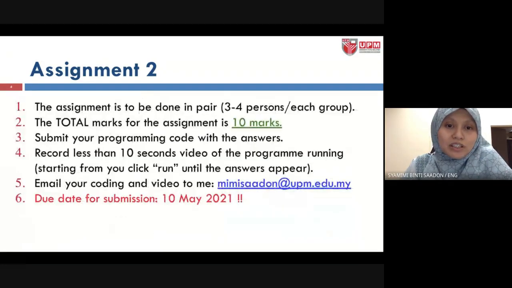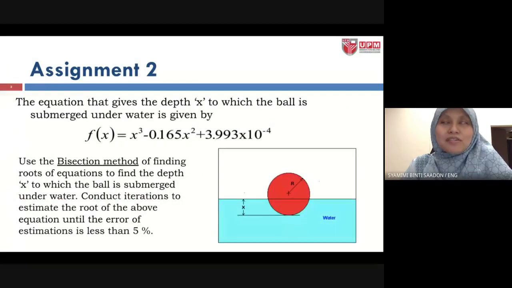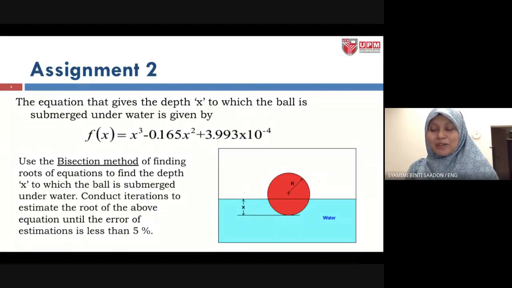Okay, so we have to do the programming. Because Newton method, this problem is quite simple. If you use Newton method, you just calculate. So I want you to use bisection method so that you at least can learn to program the condition. If this is, then what to do.